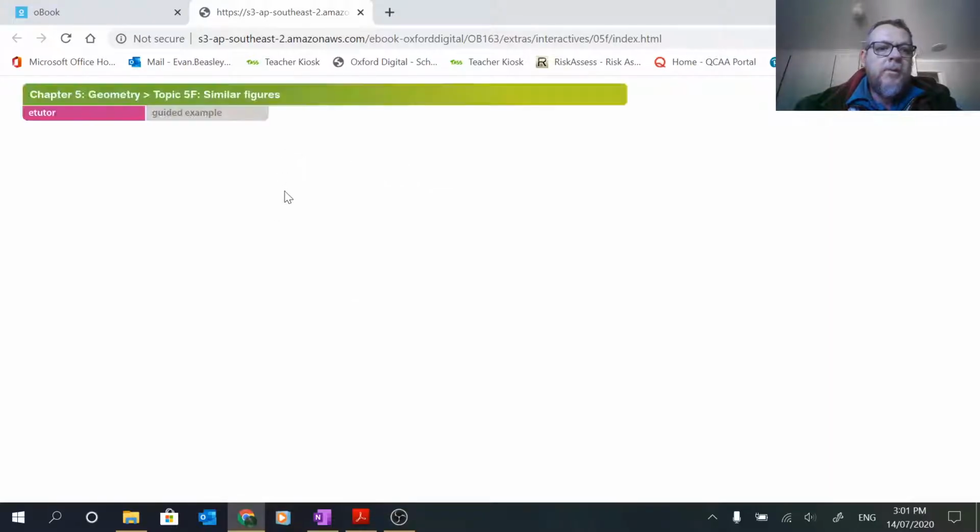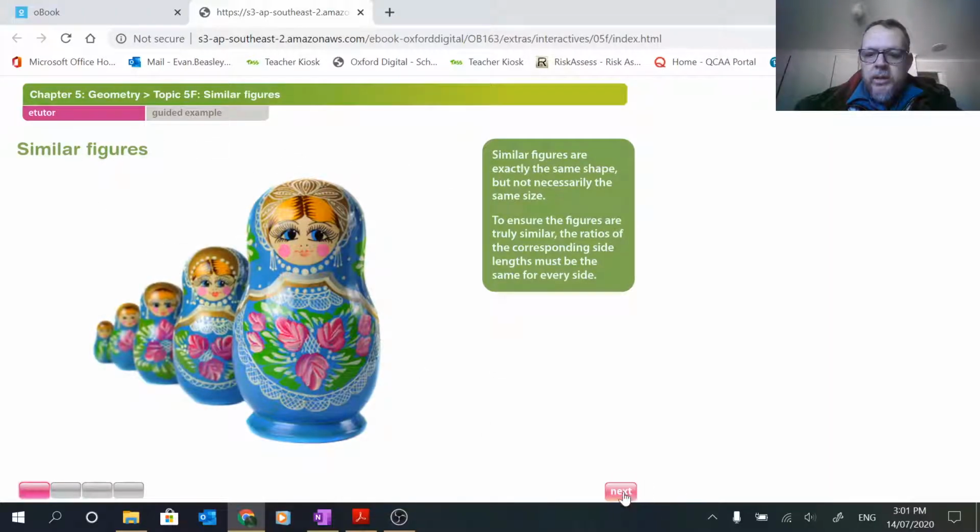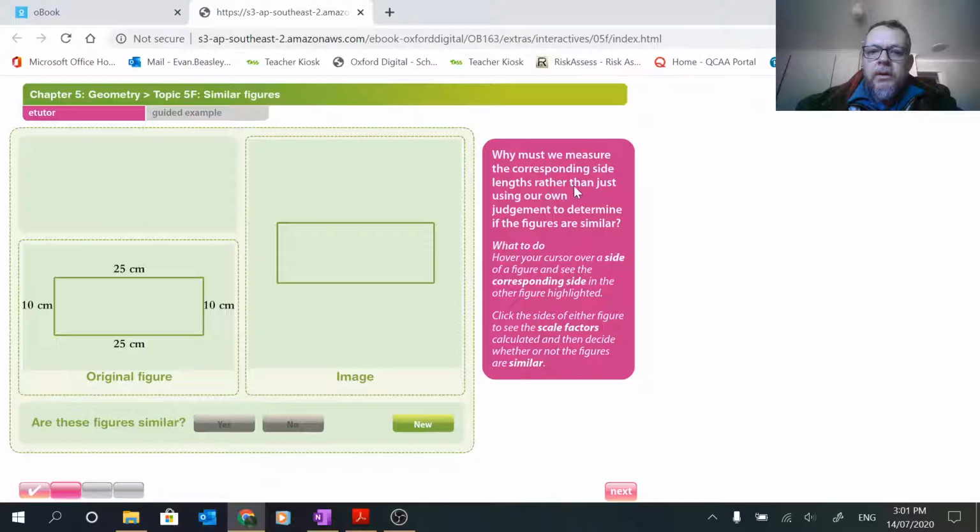Just going to pop over and have a look at the e-tutor, and we'll just explore this a little bit. Now, to consider if two objects are similar, we're going to have to look at the scale factor of each of these. So here we've got the original. In this case, the original is 10 centimeters and this is 2 centimeters. So this is 1/5 or 0.2. So we've got a scale factor of 0.2.